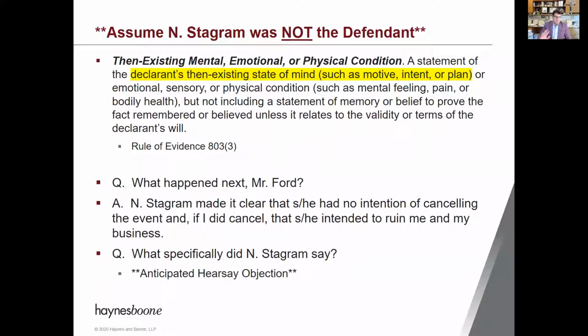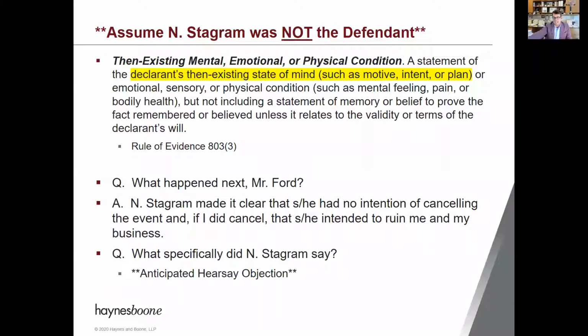Objection, hearsay. Now you're going to say, Your Honor, this shows the declarant's state of mind. Okay, well, now you're going to have to explain to me, the judge, why is it the defendant's state of mind? Because I haven't heard what's happening yet. So do this. What happened next, Mr. Ford? Instagram made it clear she had no intention of canceling the event.